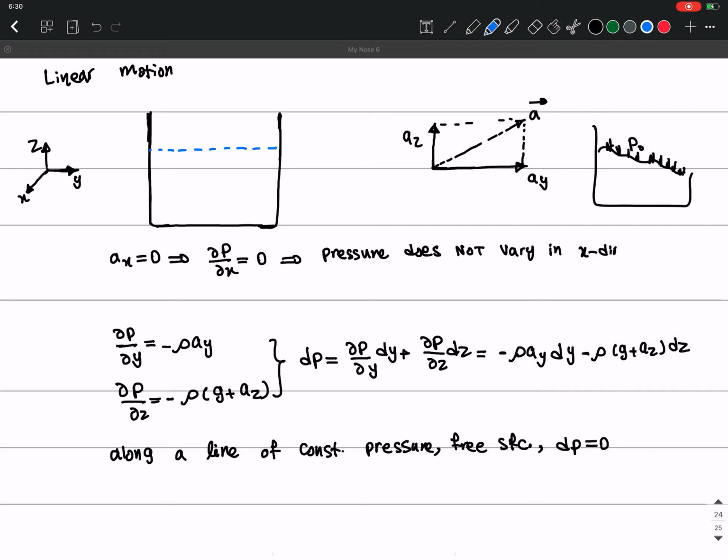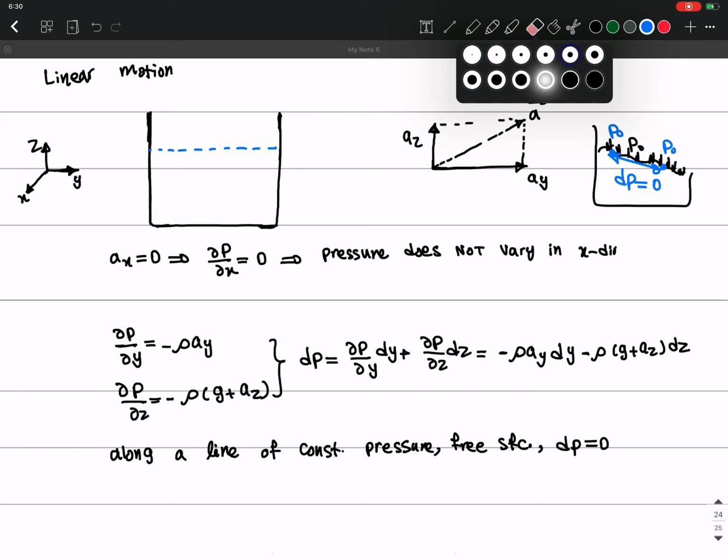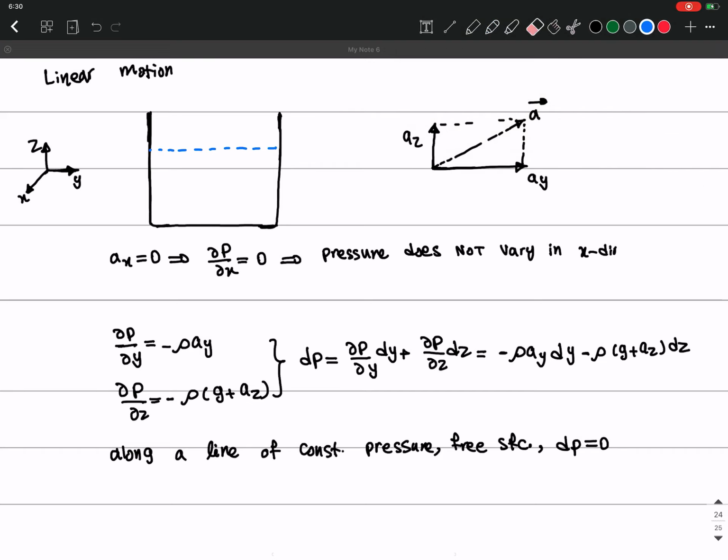So there is not going to be any change of pressure from this point to this point, right? They both have the same pressure, which is P naught. So the delta P, the pressure difference between these two, is going to be 0. So that's the same thing here that I want to say: along a line of constant pressure, for example, a free surface, dP is going to be 0. We are not going to have any change in the pressure.